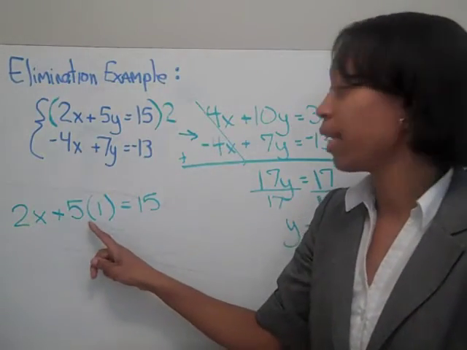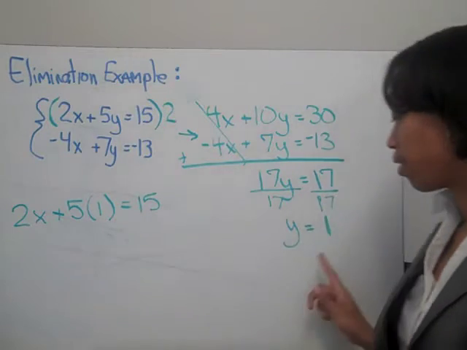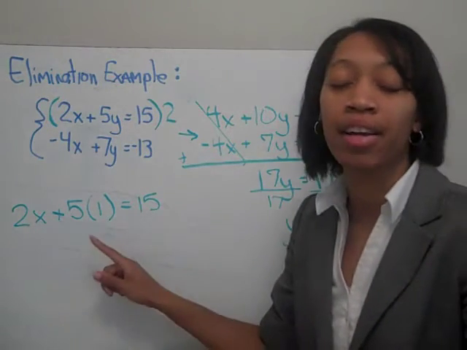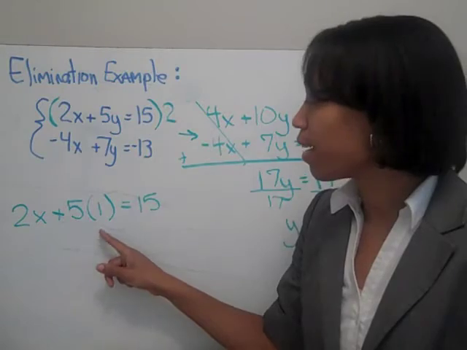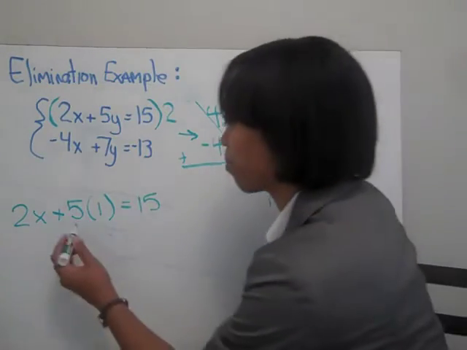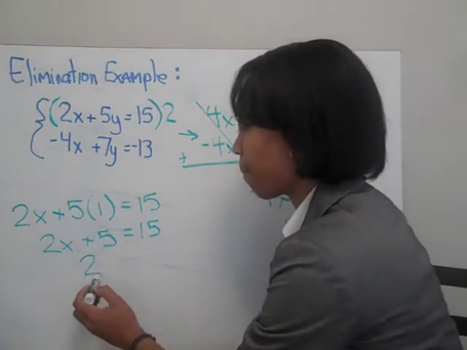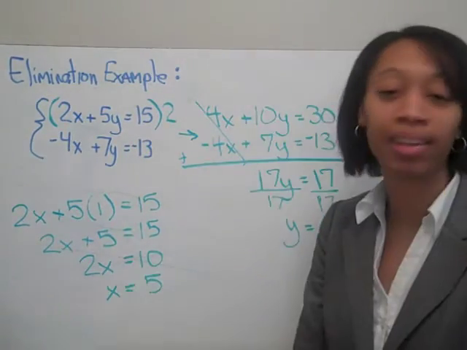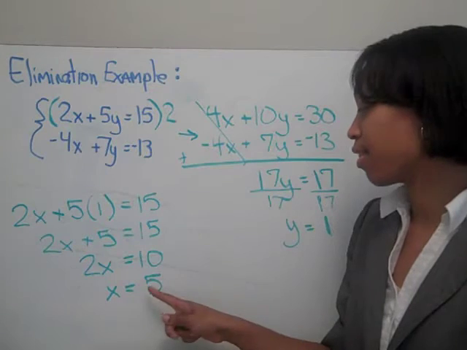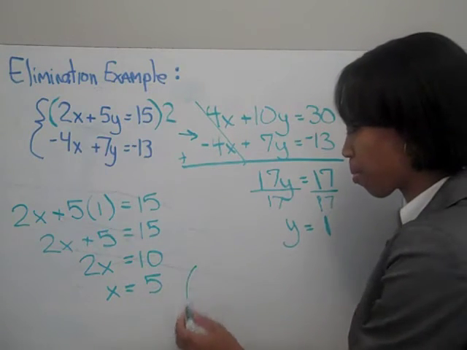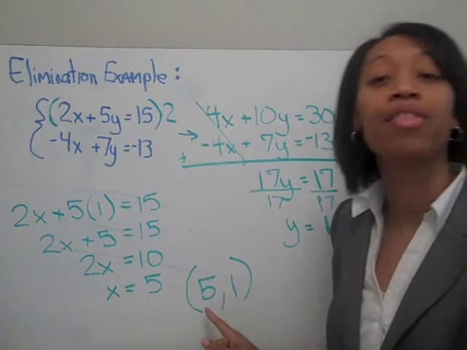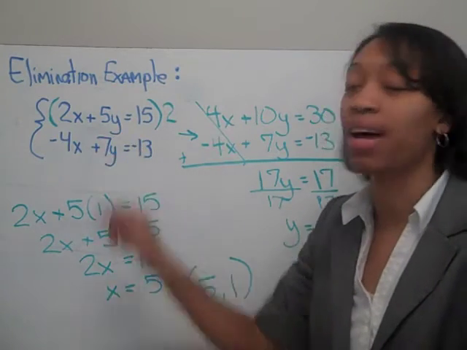But I'm going to plug it into this equation because that one looks the easiest. Alright, so I have replaced the y with a 1, which is the answer we got right here. And we go ahead and solve that to figure out what x is. Subtract 5 to the other side. Divide by 2. So our answer is 5, 1. This is the point where these two lines intersect.